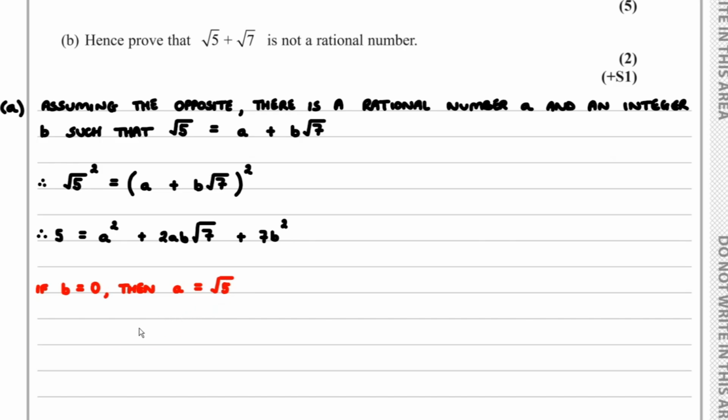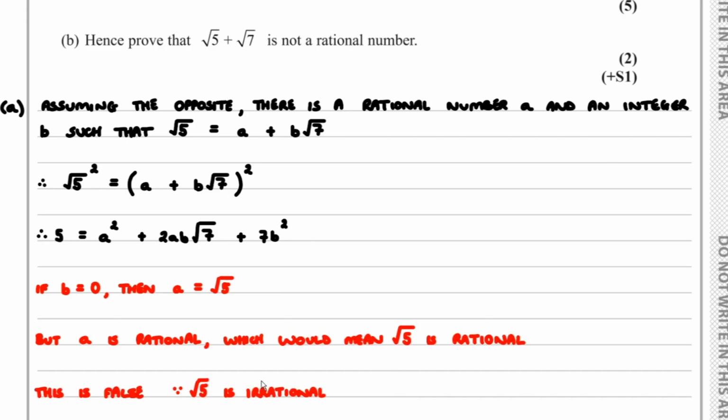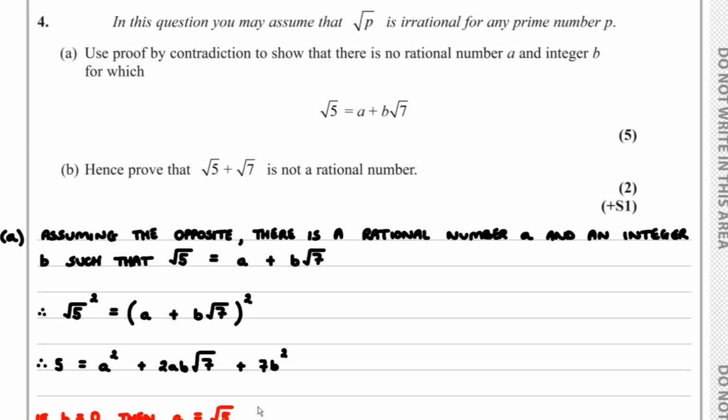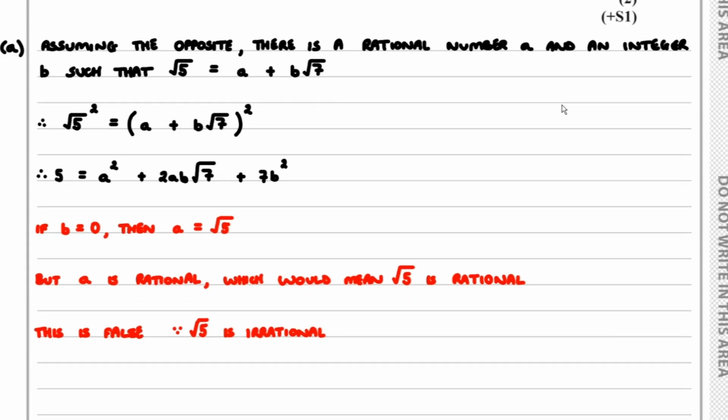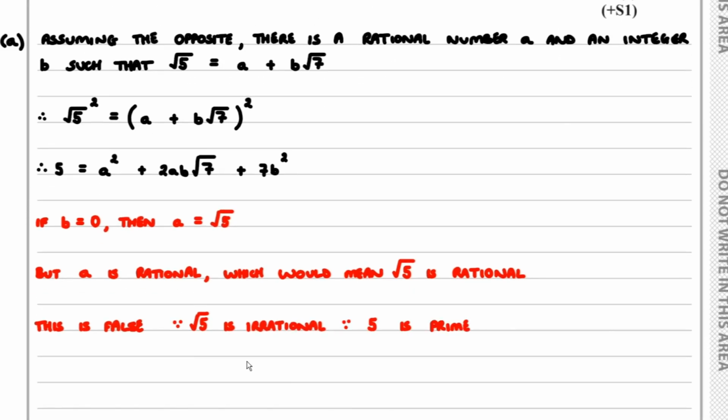Now, we know that a is rational. And if we're saying a is rational, that means because a equals root 5, we would also be saying root 5 is rational. And that's false, because root 5 is irrational, and that's using this statement here: root p is irrational for any prime number p. And of course, 5 is a prime number, which is why root 5 is irrational.